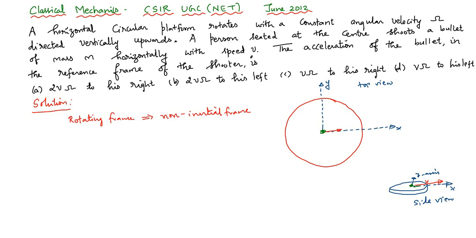Now, what is the angular velocity direction? The angular velocity direction is vertically upward. So if you mark the angular velocity direction, it will be something like this, along the k axis. It rotates in the anti-clockwise sense, therefore it is omega. The angular velocity is constant, and using the thumb rule, it is pointing in the upward direction.